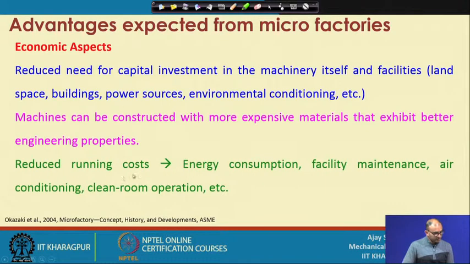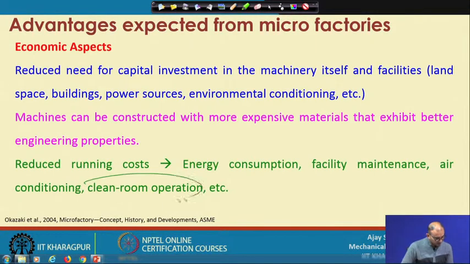Right. So, reducing the running cost, because now we know that energy consumption is very less because the size of the motor is very small, then facility maintenance is also no issue, that is you can easily get this thing done. Air conditioning is very less because now the space required by the machine itself is very small, and the clean room operation, because now clean room operation everything depends on what is the area you are maintaining, right.